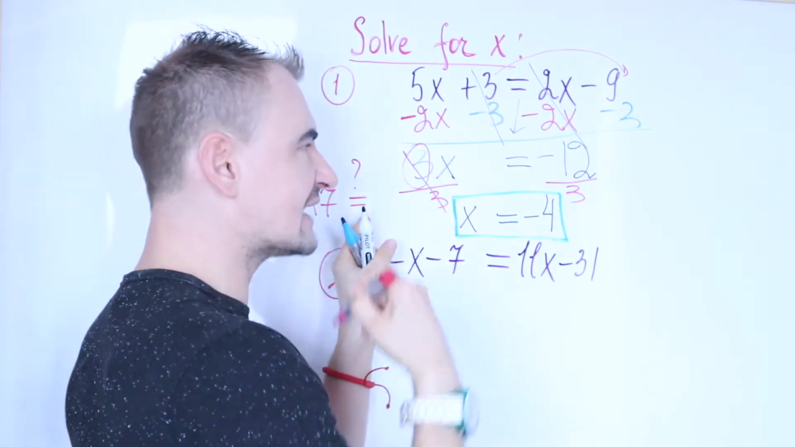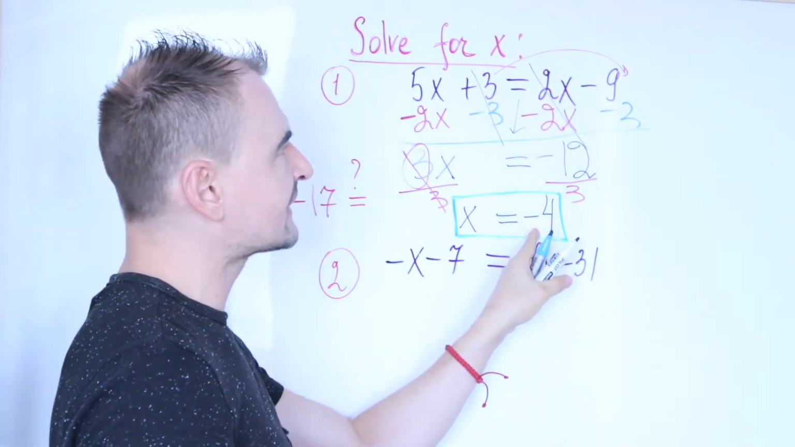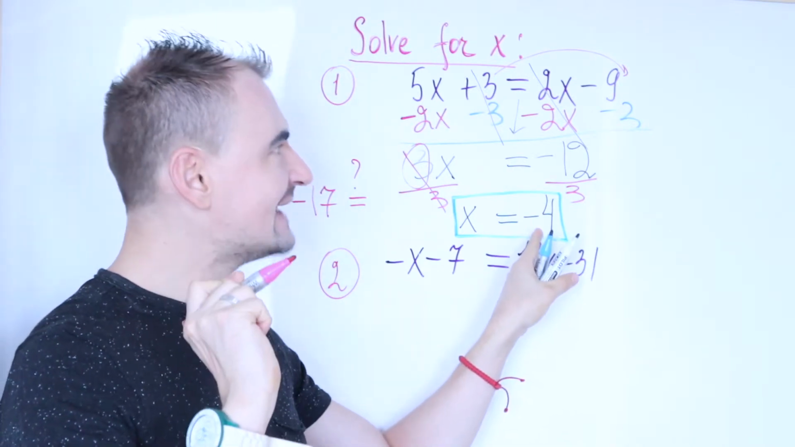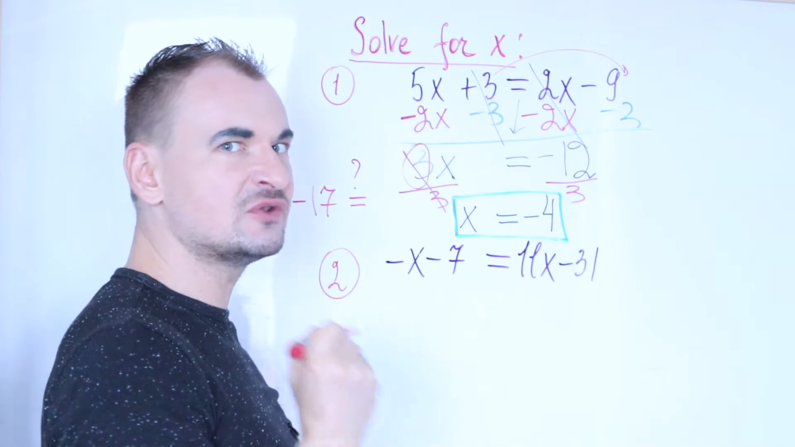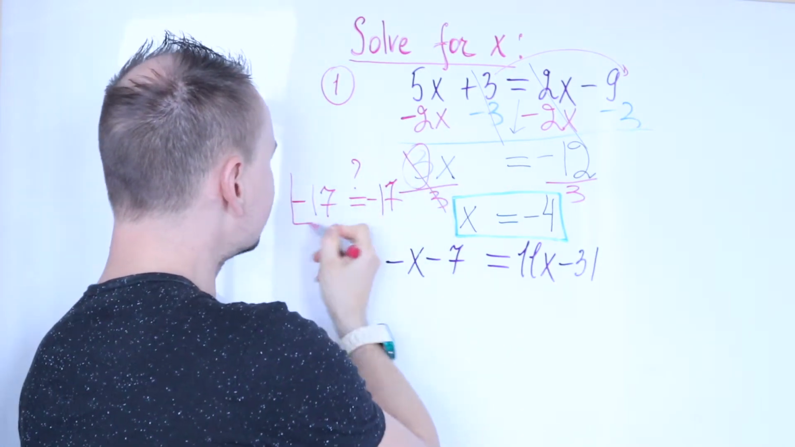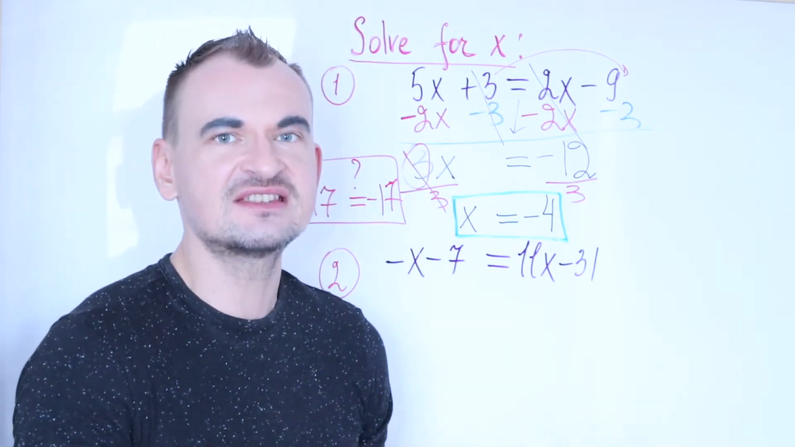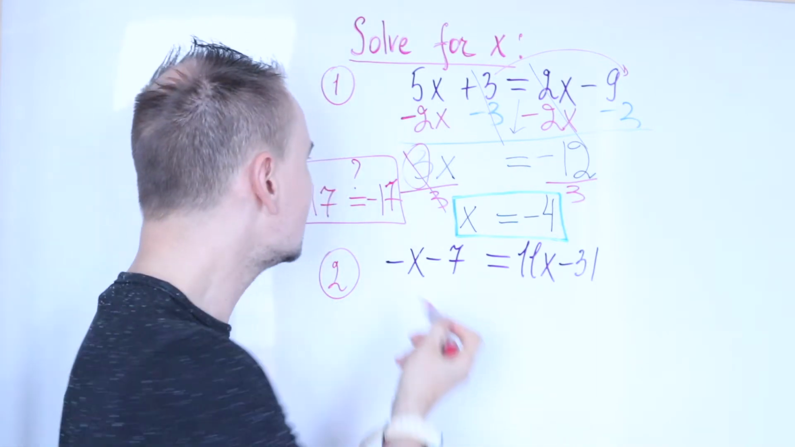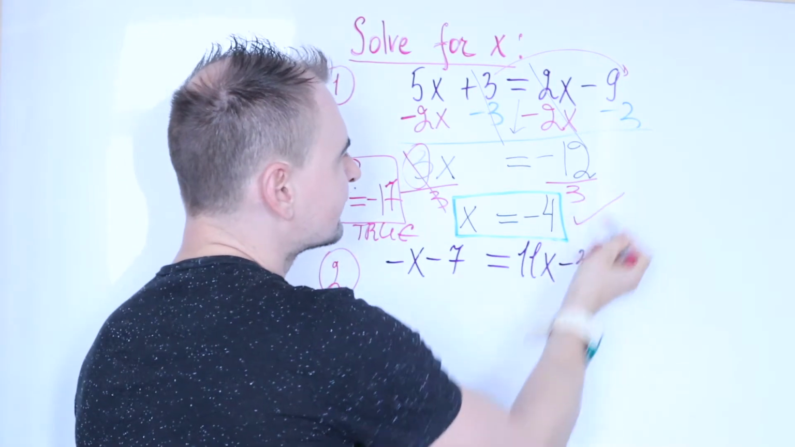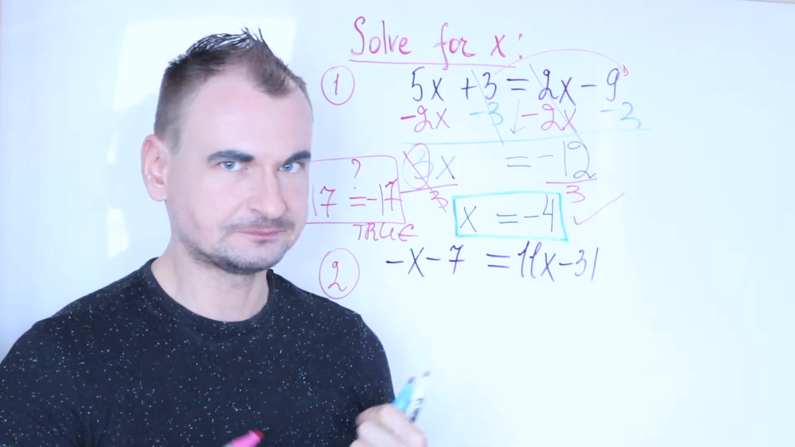Let's check it out. Does it equal the right side? 2 times negative 4 gives you negative 8, and negative 8 minus negative 9 gives you negative 17. As you can see, negative 17 is precisely the same thing. So that's true, and that means your value checks out and it does work for your equation.